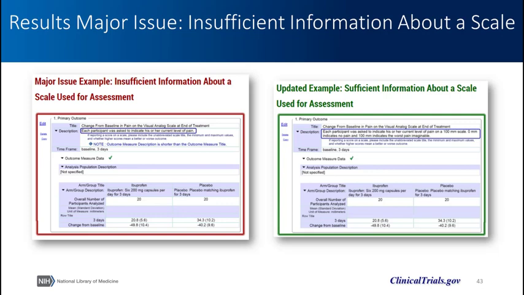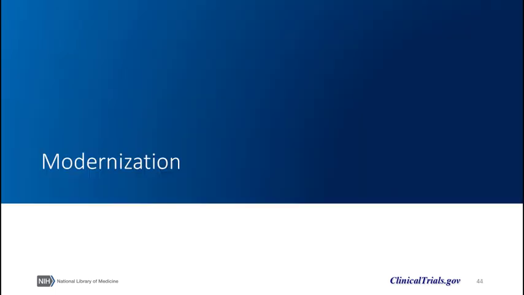In this example of a major issue that might be detected during a review of the results section of a record, the information provided in the measure description is insufficient to interpret the data. The issue is resolved in this case by revising the measure description to include the minimum and maximum values on the scale and by indicating how to interpret those values.